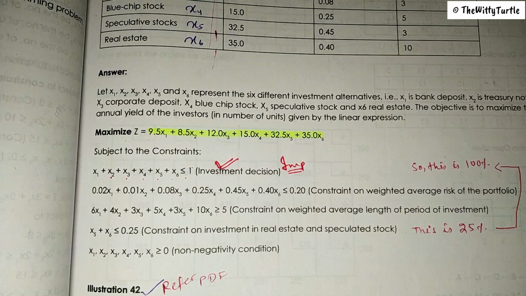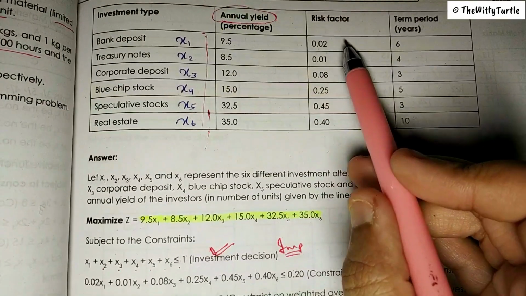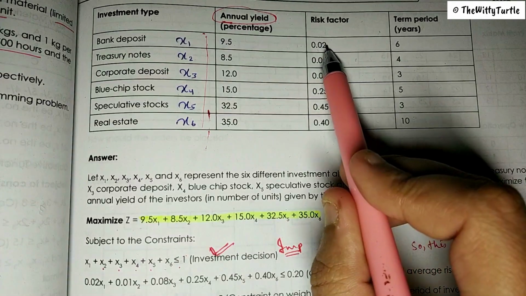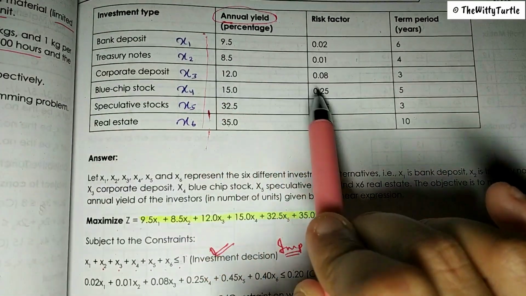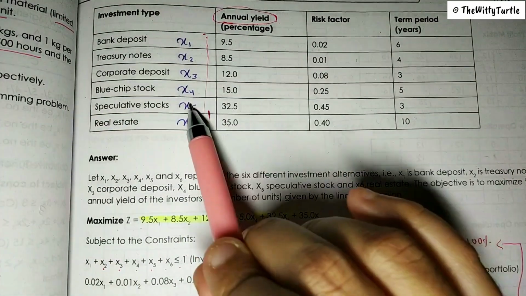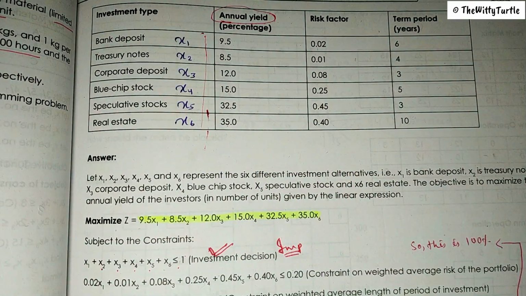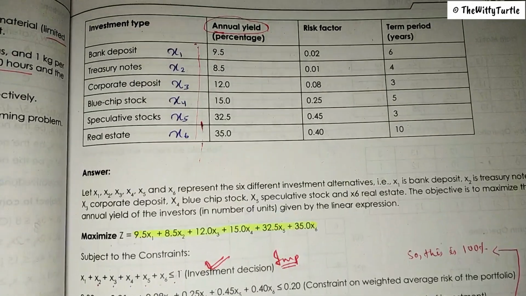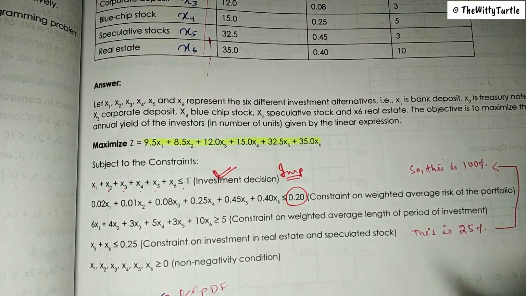Then the next point says that your risk factor. Okay, risk factor is given here, that the total weighted average risk factor should not exceed 0.2, and also individual risk factors are given to us, which means 0.02x1 plus 0.01x2 plus 0.08x3 plus 0.25x4 plus 0.45x5 plus 0.4x6. All those things should be less than or equal to 0.2. Why is it so? Because it should not exceed 0.2 as given in the question, right?